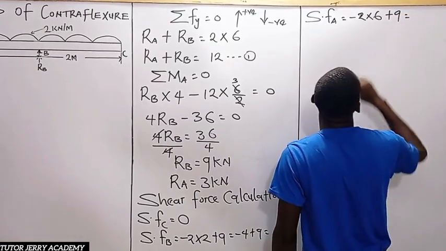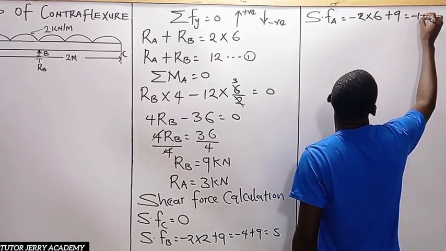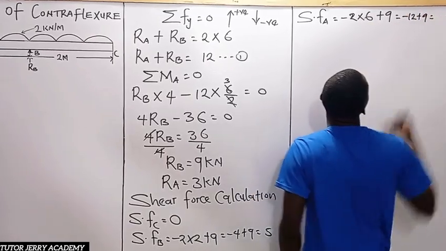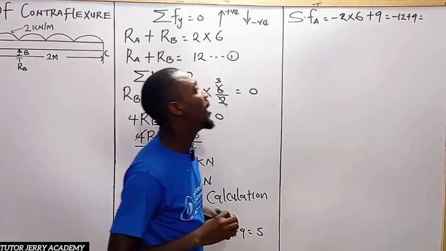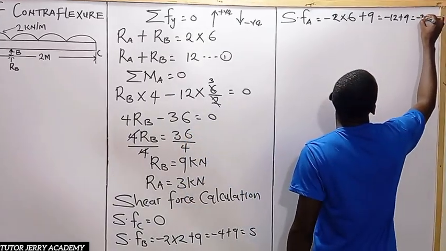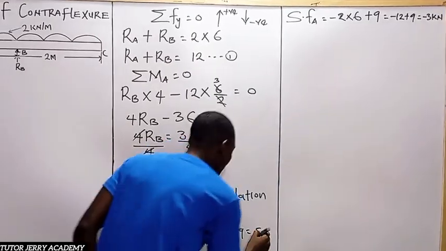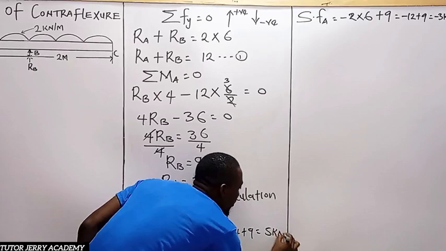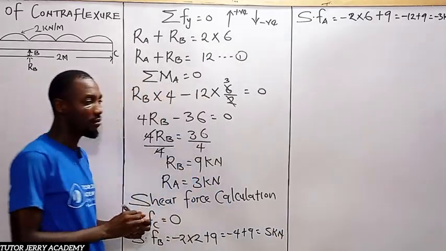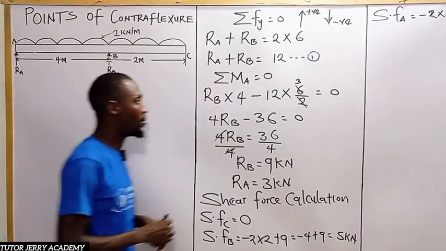So this is going to be equal to minus 2 times 6, that is minus 12, plus 9. Minus 12 plus 9 is minus 3, so it's going to be minus 3 kilonewton. Here, please, your unit is kilonewton. Now, the next thing we are going to do is our bending moment calculation.